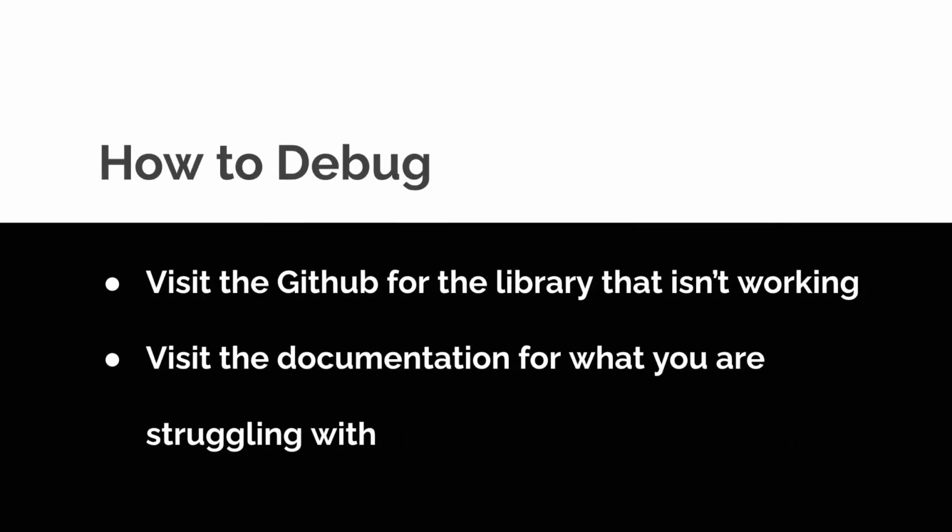You can also visit the GitHub for the library that you're struggling with. For example, if you're working with the PyPlot library and something isn't as expected, then you can go to the GitHub for that library, because on the GitHub for that library, there's an issues tab where you can read past questions or ask your own question. You can also visit the documentation for whatever you are struggling with. For example, if you're struggling with the Pandas library, go to the Pandas library documentation, which is just their website online.